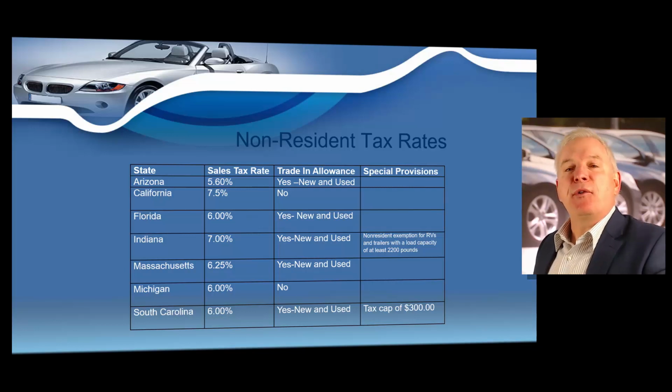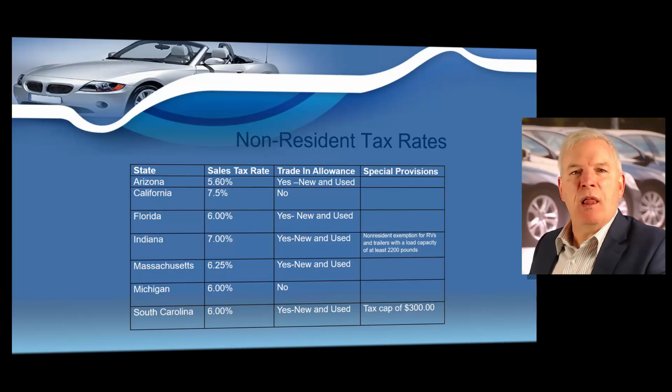So here on the screen, you see each of these other states' sales tax rates along with whether or not that state allows a trade-in allowance. And here you see each state. So Arizona's 5.6%, California 7.5%, Florida 6%, Indiana 7%, Massachusetts 6.25%, Michigan 6%, and South Carolina is 6% as well. And there's the next column there that says whether or not they actually allow trade-in allowances.